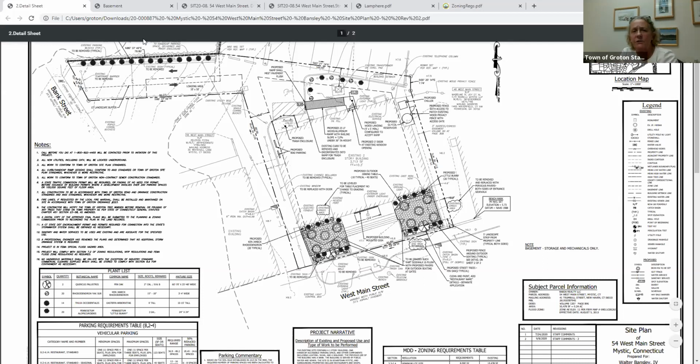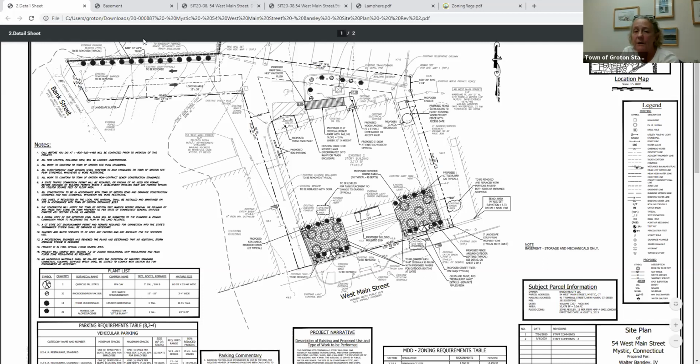I just want to add to Bruce's answer about the bank use as well. There's been a bank on this site for over 100 years. So it clearly predates zoning. So there was no requirement for them to have those 25 spaces that they ended up leasing at some point. It was just something that was good for their business, apparently.